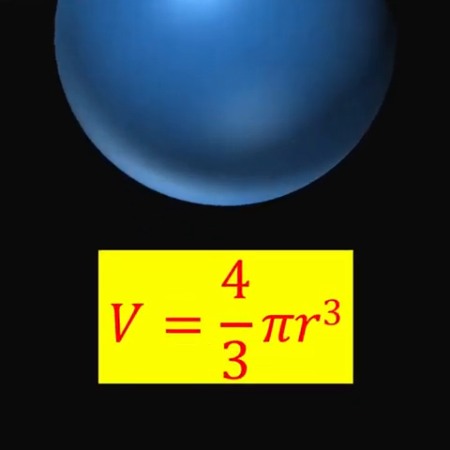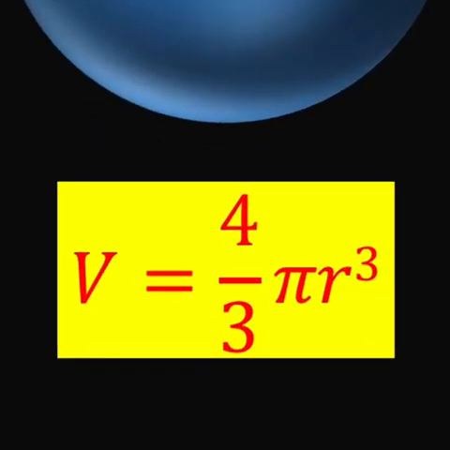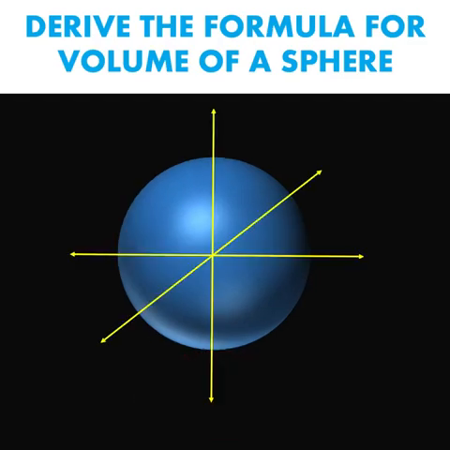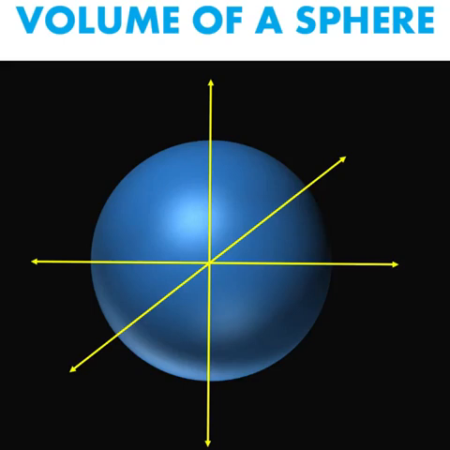This is a sphere, and this is the formula to compute for the volume of this sphere. Do you know how to derive this formula? In this lesson, I'm going to show you how to derive this formula V equals 4 over 3 pi r cubed.